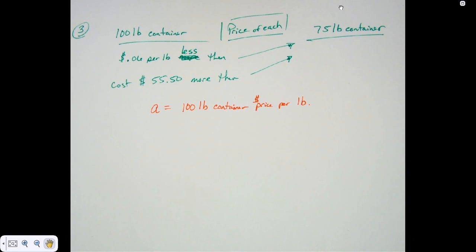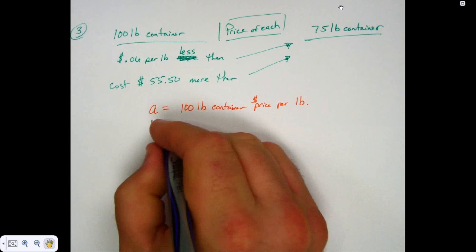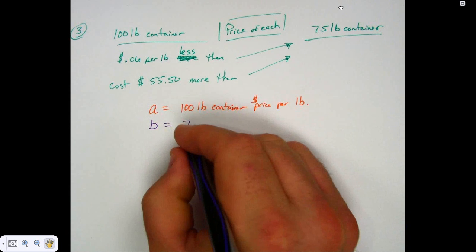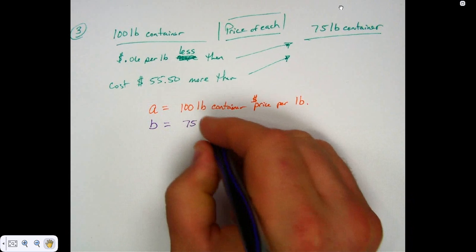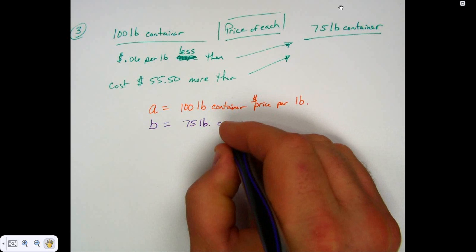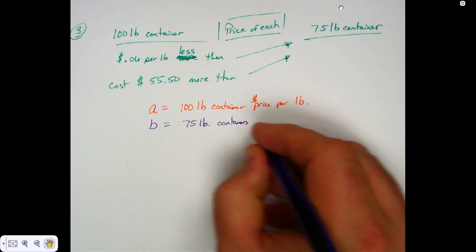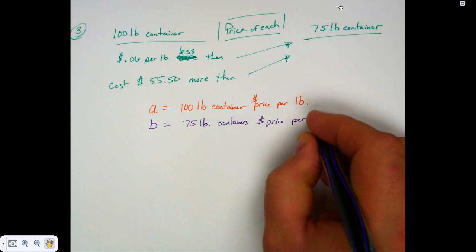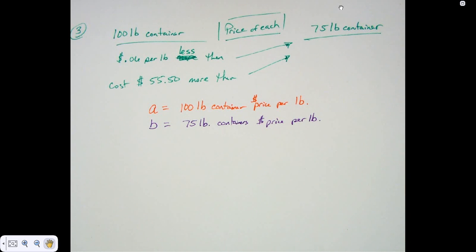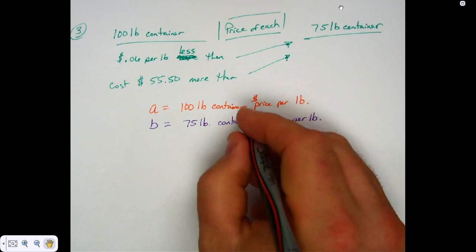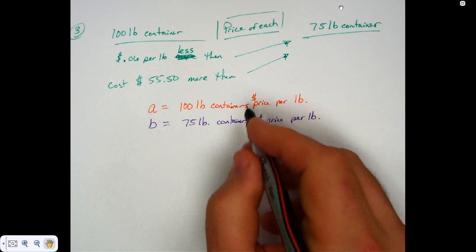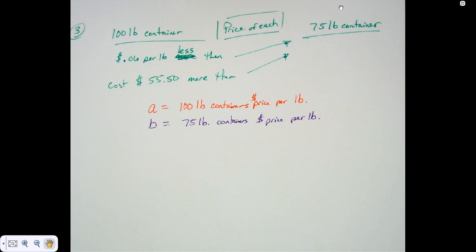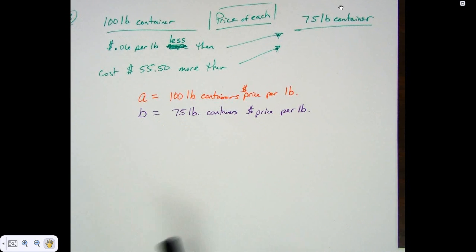Okay? I'm going to use different colors to help out. And then we're going to use B, we're going to call the 75-pound container's price per pound. And the reason we're going to do this is because it'll make your formulas, or your equations, a little bit less complicated.